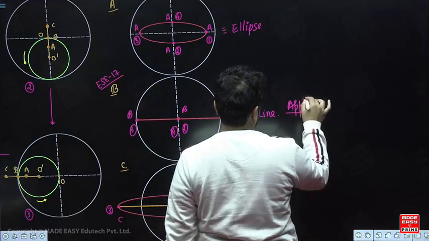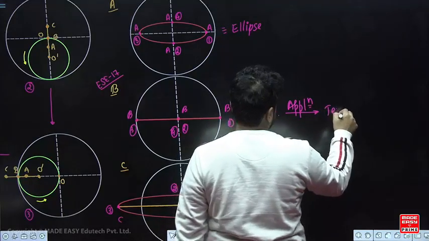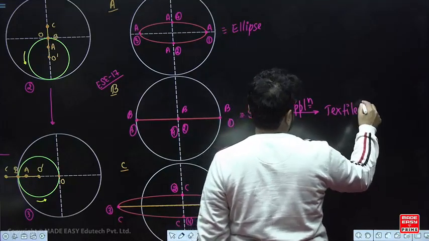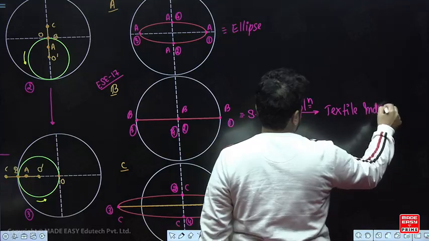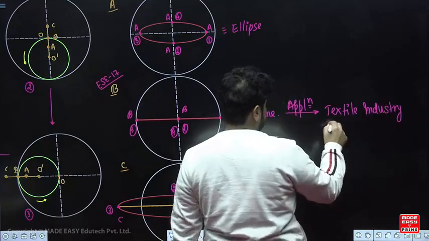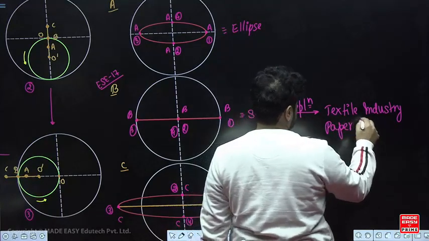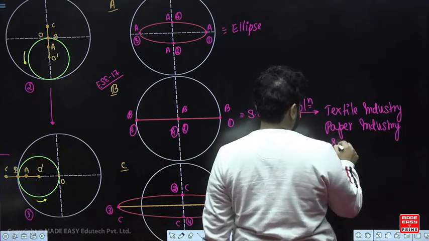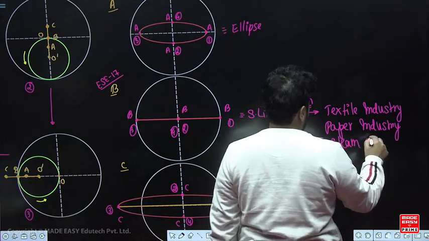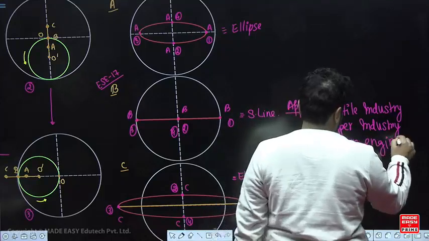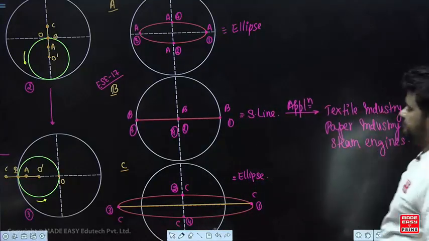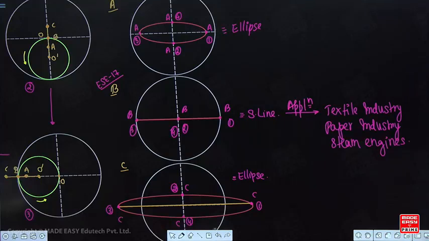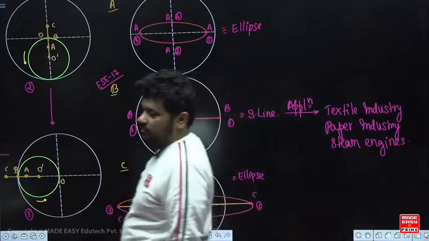एप्लीकेशन: टेक्सटाइल इंडस्ट्री, पेपर इंडस्ट्री, स्टीम इंजिन्स। देखो कैसे, देखो ये वो कर्व है, राइट। Why?